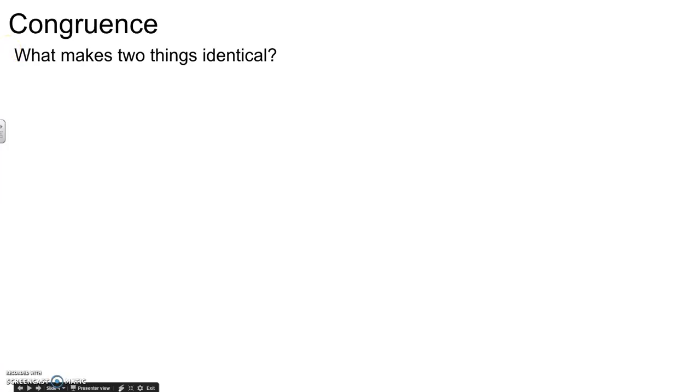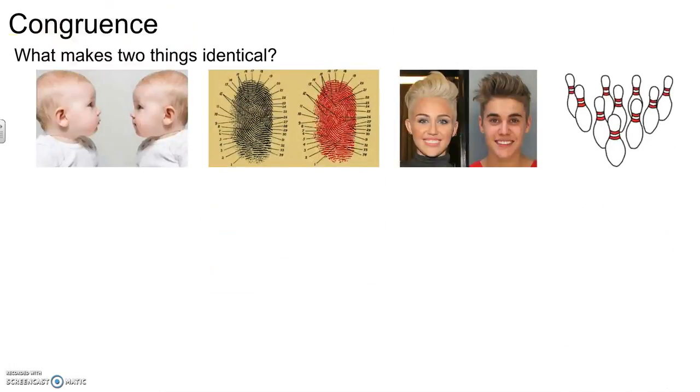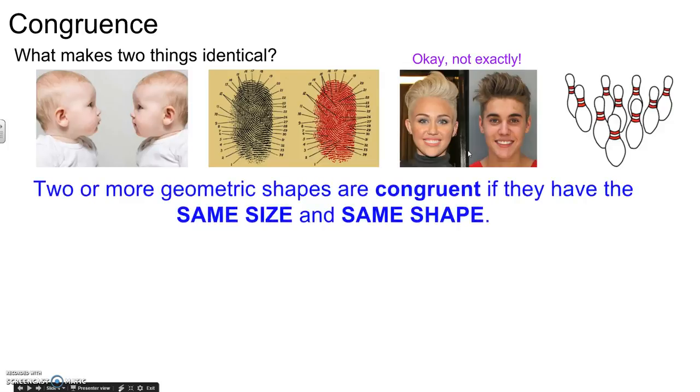So tomorrow in class we're going to do some activities that will tie into this, and we'll just start with our notes here. So congruence: what makes two things identical? Twins, fingerprints, Miley Cyrus, Justin Bieber, who knows? Pins when you're bowling? Well, some things are not exactly congruent. Two or more geometric shapes are congruent if they have the same size and shape.